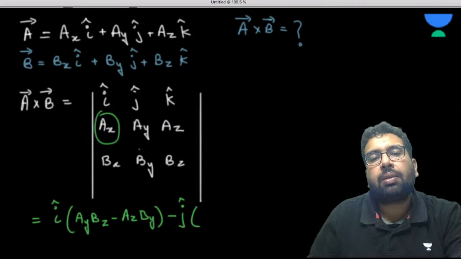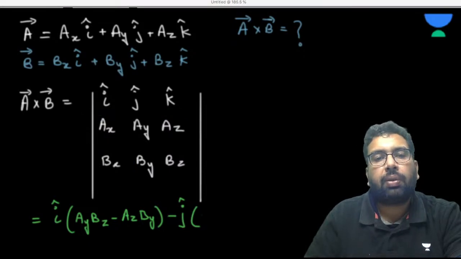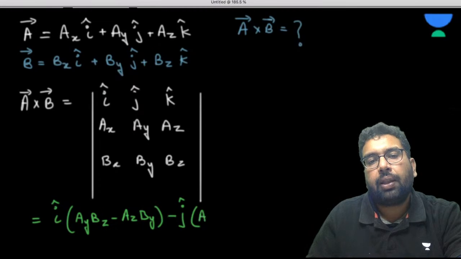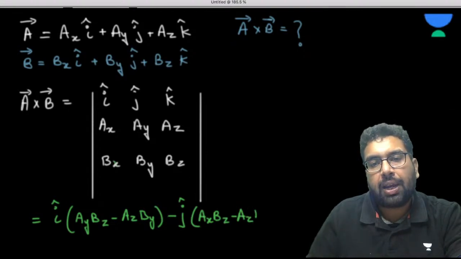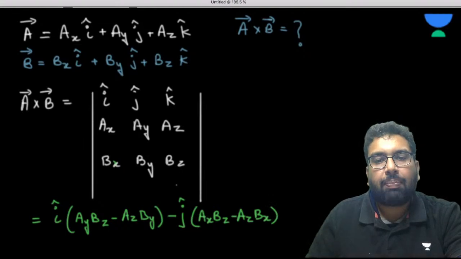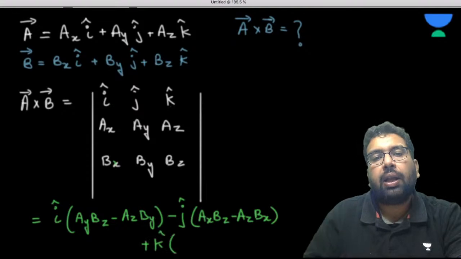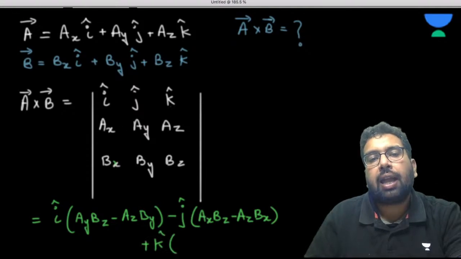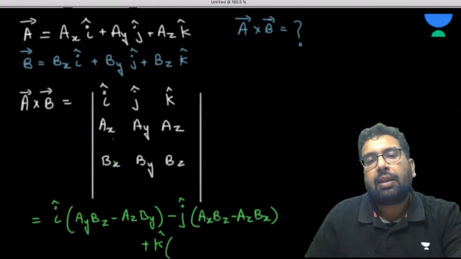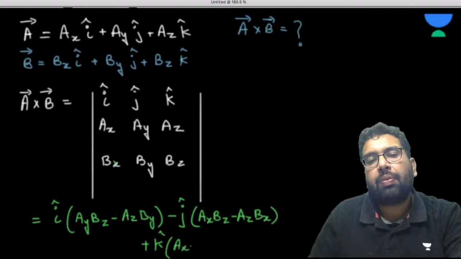So this will become AX BZ minus AZ BX. Now we move to K cap. Plus, minus, plus, so it will become plus K cap. When you are taking this K cap, you are considering these four. So this will become AX BY minus AY BX.